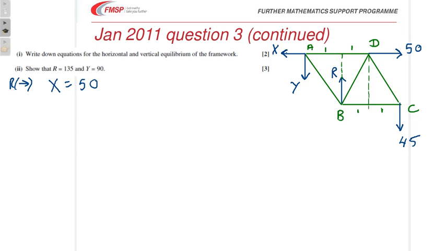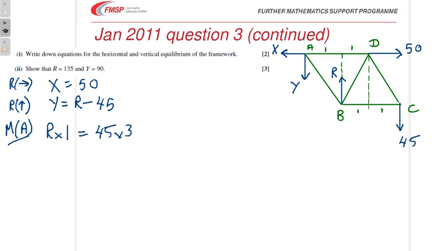That's that one done. Resolving vertically, this is what part 1 asks us to do for 2 marks. Resolving vertically, y plus 45 must equal R, or y equals R minus 45. That's not enough to find y and R, so we need one more equation. Take moments about the point A so that we don't bring in x or y. The sides are all of length 2, so that's nice. R times 1 will be balanced by the 50, which goes through A, so just equal to 45 times 3. So R equals 135, which they've asked us to show. So that's correct. And y is 90, because y is R, 135, minus 45, which is 90.